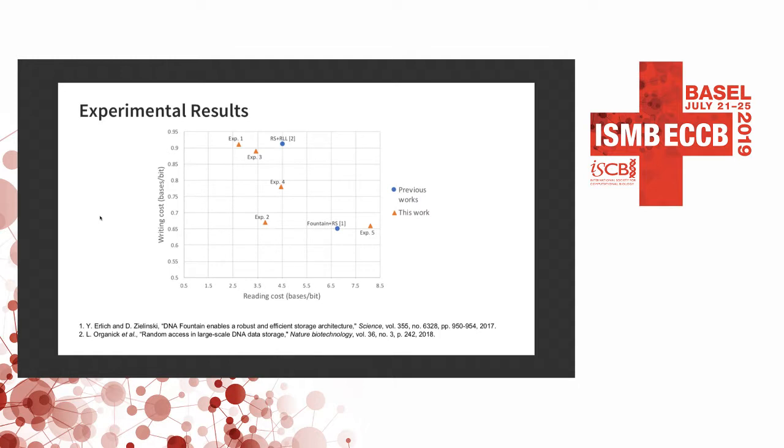Right, so here I show the results. We see the reading cost on the x-axis, the writing cost on the y-axis. This direction is better, like you want to go towards this direction. We compare to two previous works. One is by Microsoft Research and University of Washington. The other is from Columbia. And we see that in general, we are on the good direction. At the same writing cost, we achieve better reading cost in general.